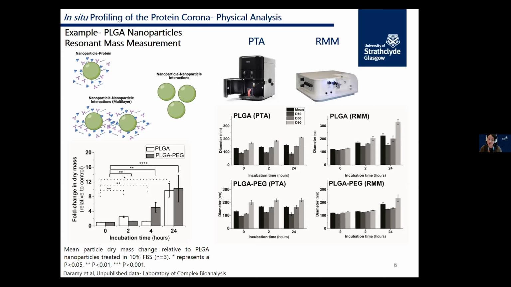We also managed to corroborate these findings with nanoparticle tracking analysis, which is the two sets of graphs that we have on the right-hand side of the slide. So we were able to reproduce these observations and obtain very similar results for performing that in situ analysis without nanoparticle recovery.